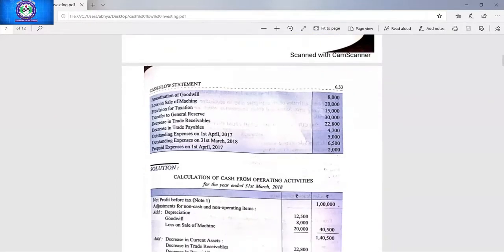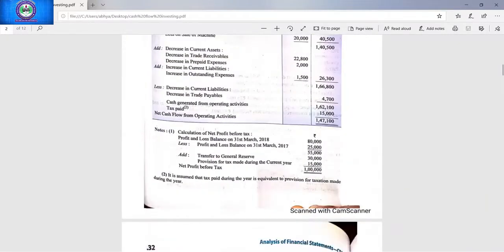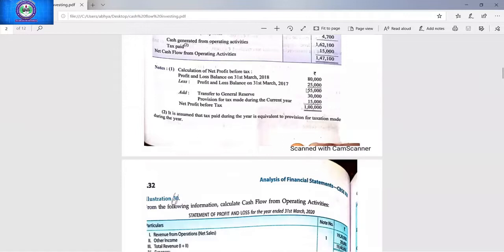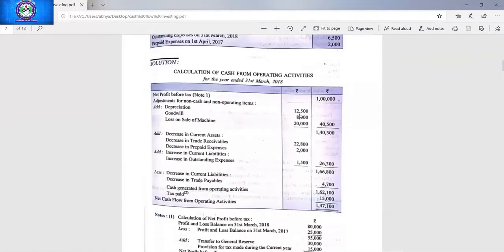So first of all, we have to make working note. 80 minus 25, you can see here. 80 minus 25, 55. Then transfer to general reserve, 30,000. Then provision for tax made during the current year. Current year minus previous year, which is equal to 15,000. So the total here is 1 lakh. So this is the working note number 1, or we can say step 1.